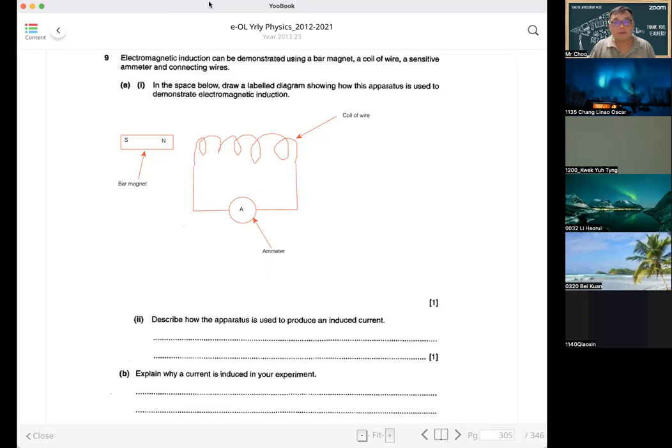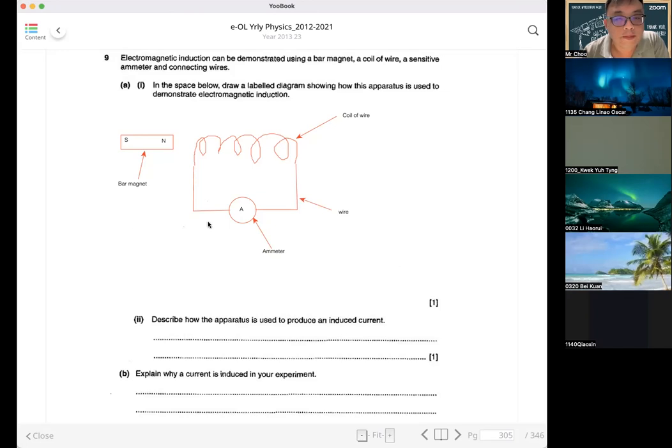Okay, well done, Pei Kwan. Okay, 1 mark for this diagram. Okay, very, very good. You need to also, okay, never mind. Don't need to say anything else.